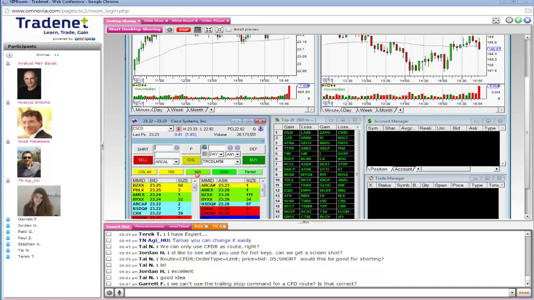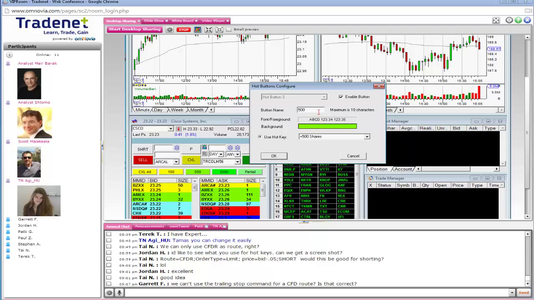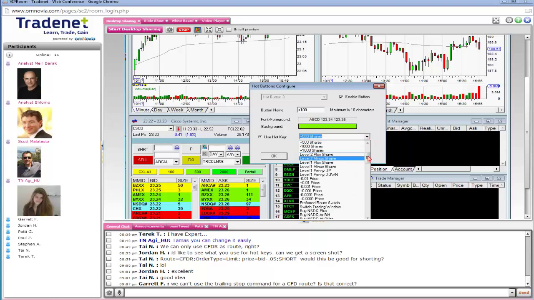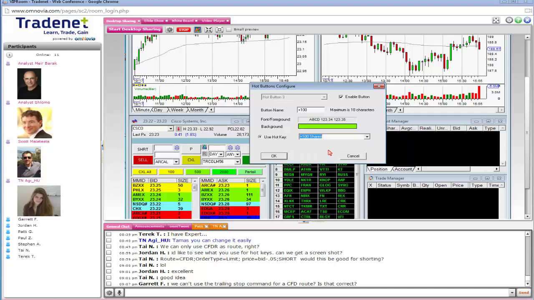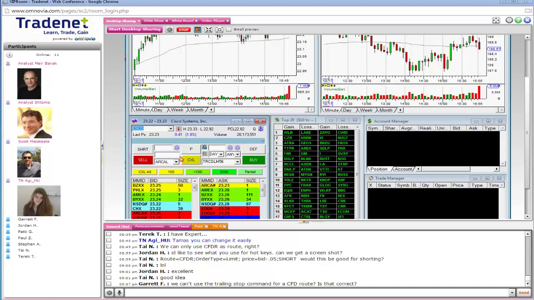Let's take the 500. Alright, and I right click on it. I'm going to change it to plus 100, and I want this button to function as to add 100 shares to what I already see in the size amount. Alright, so plus 100. Alright, the color is good, and here use a hotkey of plus 100 shares. Now if I have here 200, for example, pressing on 100, it's going to go higher in increments of 100.